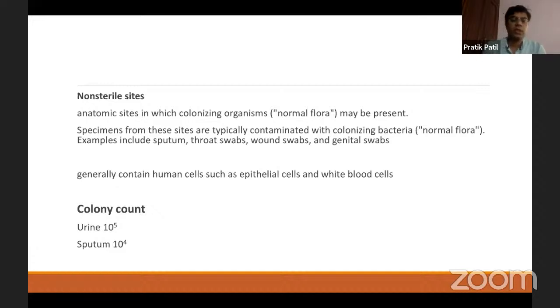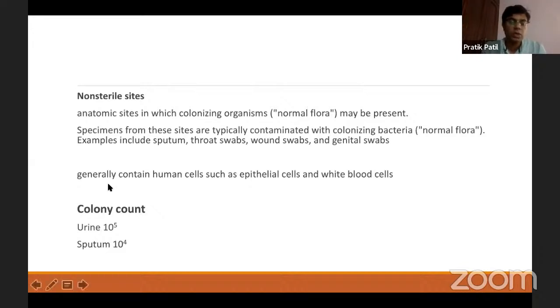Now coming to the non-sterile sites, which are basically the anatomic sites in which colonizing bacteria, which can be normal flora, may be present. These are typically sputum, throat swab, wound swab, and genital swabs. So that's why we need to think again before we treat anything that is grown from these sites. It all depends on the clinical background, what the clinical suspicion is, and what the colony count is in such specimens. All these things have to be considered before deciding whether a positive culture is significant or not.